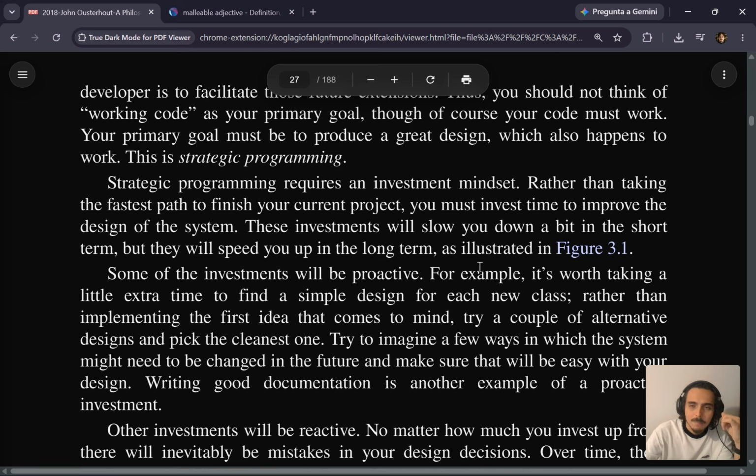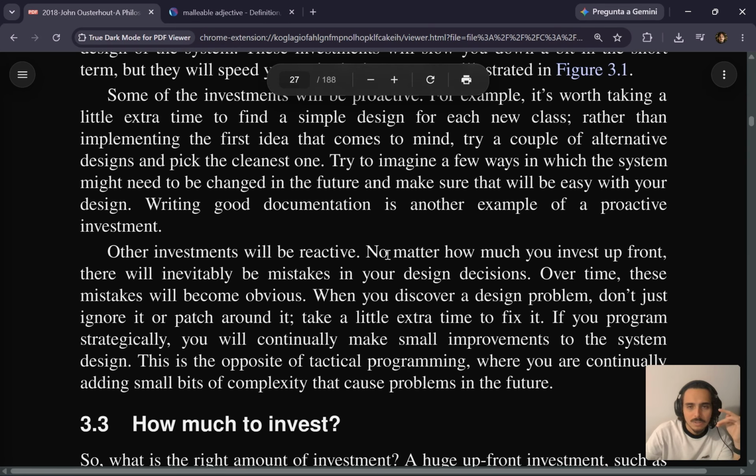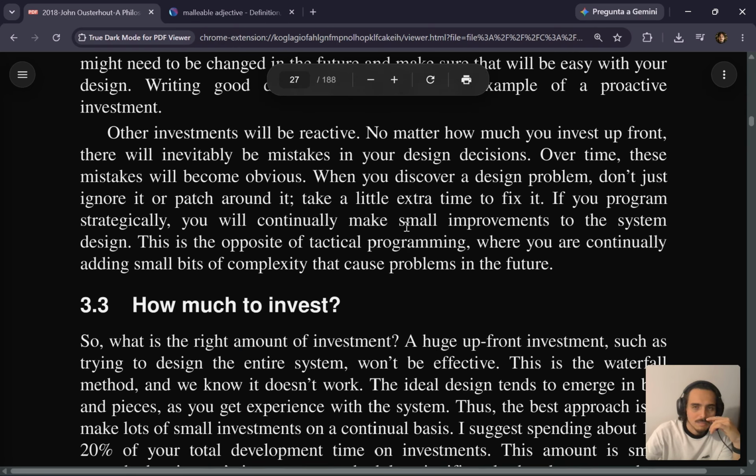Some of the investments will be proactive. For example, it's worth taking a little extra time to find a simple design for each new class rather than implementing the first idea that comes to mind. Writing good documentation is another example of a proactive investment.